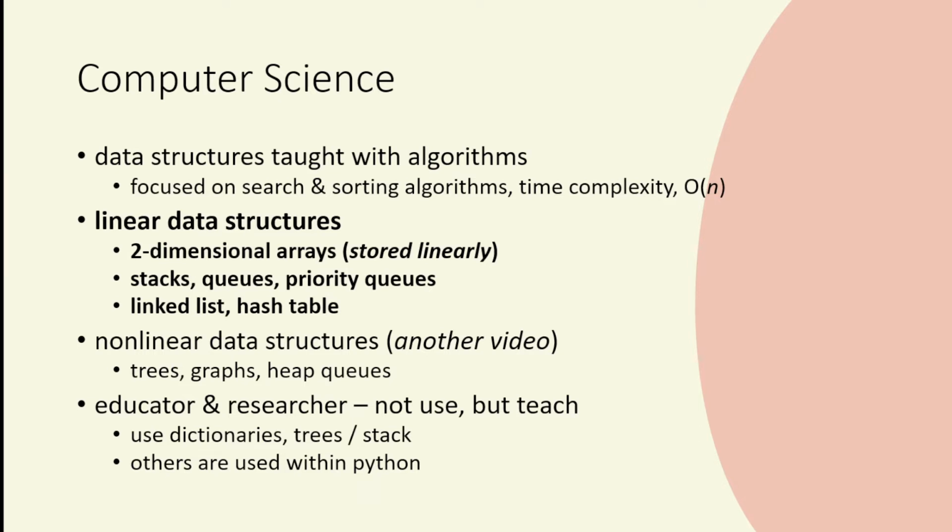So we've looked at lists in Python. Well, we can have more than one dimension. So we're going to look at two-dimensional arrays. They're linear because that's the way they're stored. We've got stacks, queues, and priority queues, other linear data structures, as well as linked lists and hash tables. There are other types of non-linear data structures, such as trees and graphs, which we'll cover in another video.